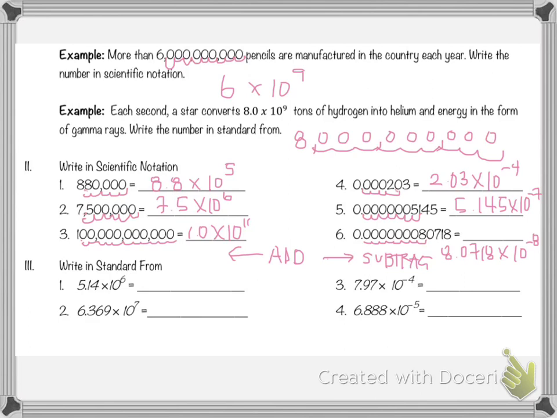Okay, alright, so in standard form now, here I've got 5.14 times 10 to the positive 6. So that means this positive 6 means I need to move my decimal, because I need to get rid of the exponent. So I need to move the decimal to the right. So I'm going to have 514, and I'm going to move it 1, 2, 3, 4, 5, 6. And you're going to add those zeros.